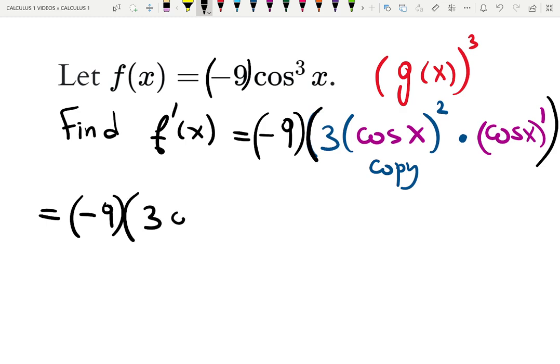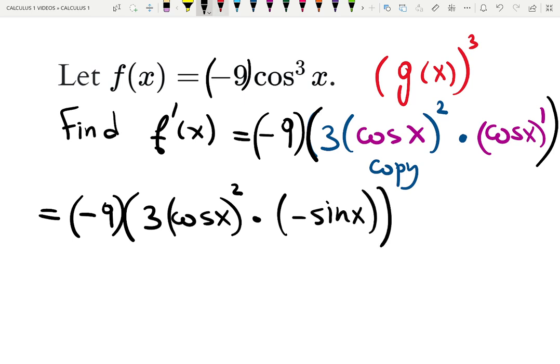3 cosine x squared times the derivative of cosine, which is sine x, right? No, negative sine x. If you just said no, good job. Hope you did.